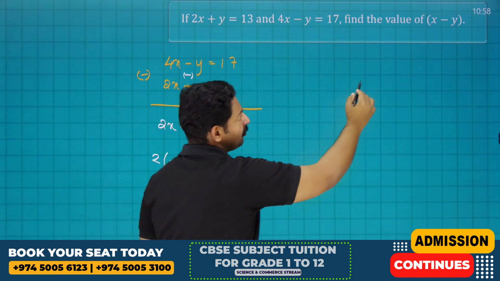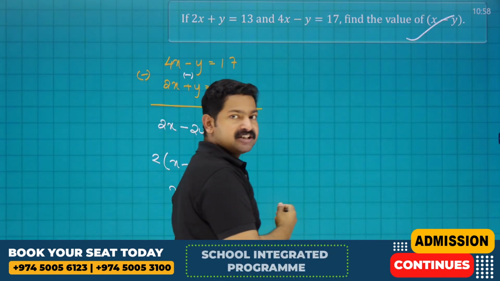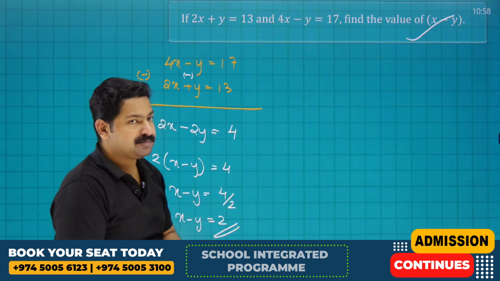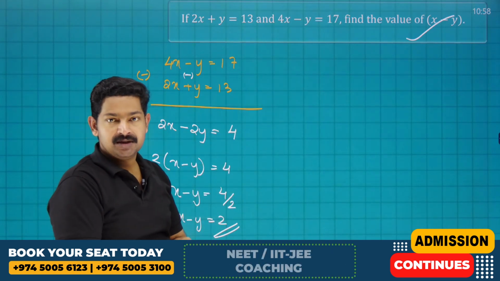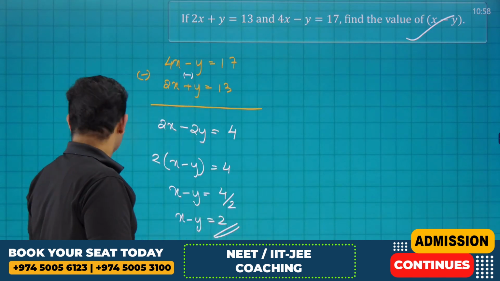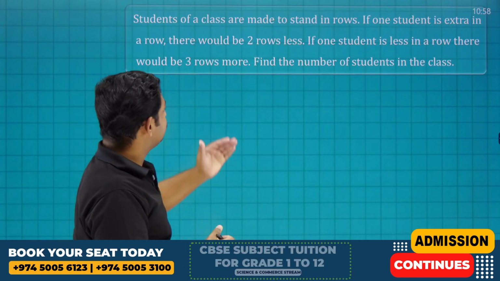Actually that is what we need to find out, right? We need to find out the value of x minus y. We don't need x and y independently. They need us to find out x minus y. So x minus y is 2, finished. So this way also you can do. Okay, so that's it. So we are moving to the last question.